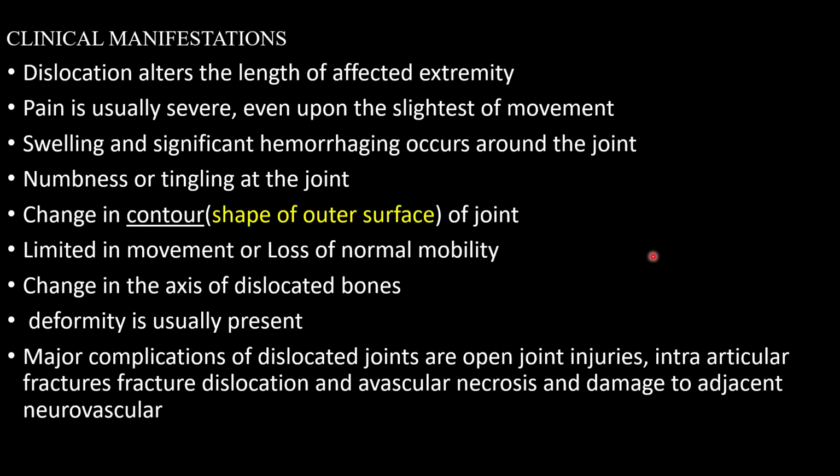Next, clinical manifestations of dislocation. Dislocation alters the length of the affected extremity. Pain is usually severe, even upon the slightest movement. Swelling is also a clinical manifestation, and significant hemorrhage may occur around the joints. Then numbness and tingling at the joints. Changes in contour shape; contour means the shape of the outer surface of the joint. Limited movement, loss of normal mobility, and change in the axis of the dislocated bone. Deformity is usually present. Major complications of dislocated joints are open joint injury, intra-articular fractures, avascular necrosis, and damage to adjacent neurovascular structures.